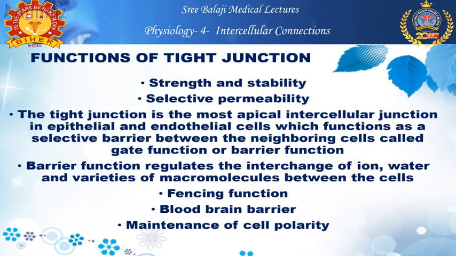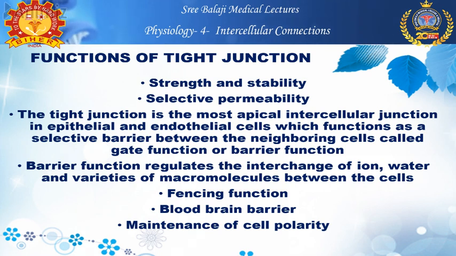The first function is strength and stability. The tight junction holds the neighboring cells of the tissue firmly and provides strength and stability to the tissues. The second function is the most important function. It has selective membrane permeability. It only allows certain smaller molecules. It forms a total barrier for larger molecules. In the epithelial and endothelial cells, the tight junction is the most apical intercellular junction, which functions as a selective semi-permeable diffusion barrier. The third function is called the fencing function.